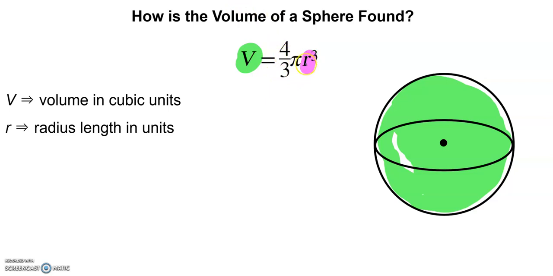And then radius is the length from the center to the edge. So if we go from the center and we draw it out to the edge of the sphere, that, my friends, is the radius. So very easy formula. Just plug it in. There are only two variables, one for volume, one for radius, and that is it.